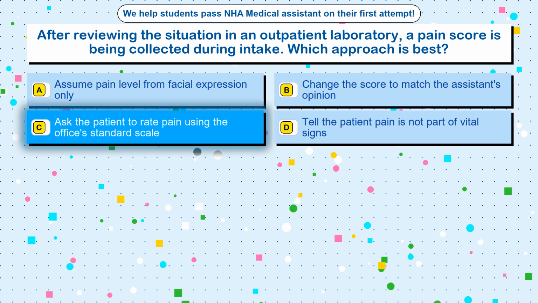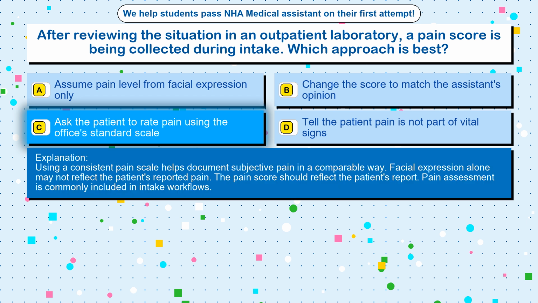The correct answer is option C. Ask the patient to rate pain using the office's standard scale. Using a consistent pain scale helps document subjective pain in a comparable way. Facial expression alone may not reflect the patient's reported pain. The pain score should reflect the patient's report. Pain assessment is commonly included in intake workflows.